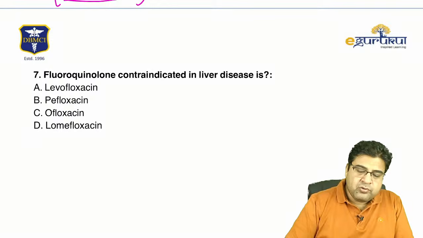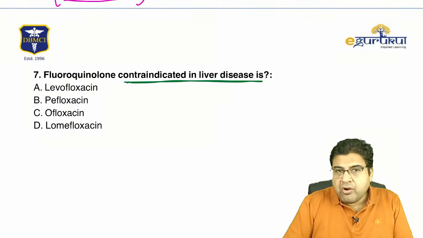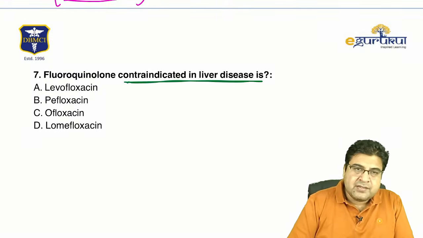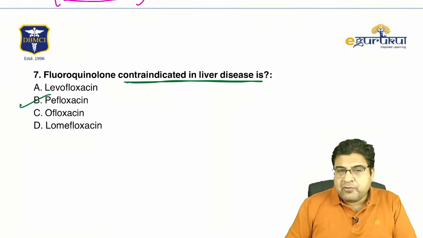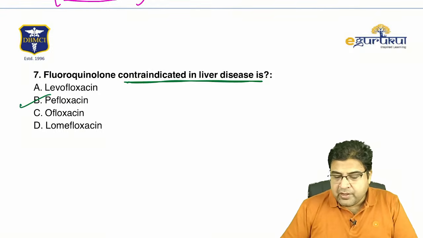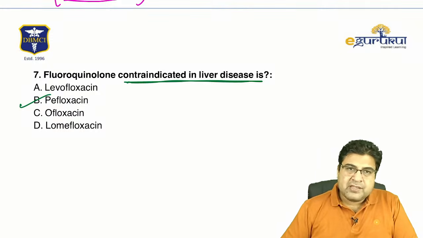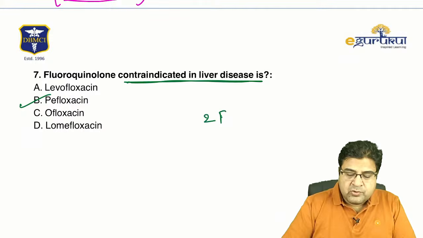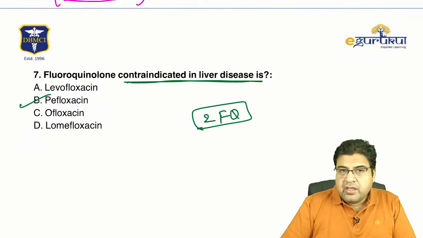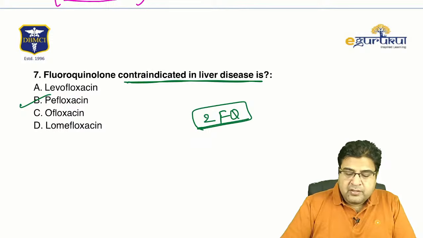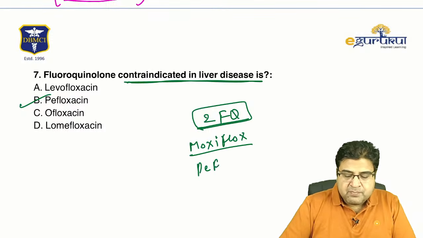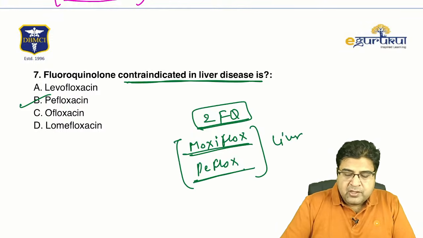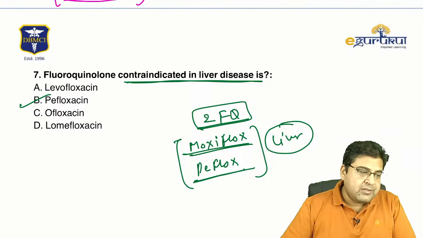Question number 7, fluoroquinolone that is contraindicated in liver disease. So here the answer is pefloxacin. Pefloxacin is a medicine which is contraindicated in liver disease. So guys, please remember, we have two fluoroquinolones which are exclusively metabolized by the liver. That is moxifloxacin. Second is pefloxacin. So these two fluoroquinolones are metabolized by the liver, and in patients of liver disease, we should avoid these medicines.